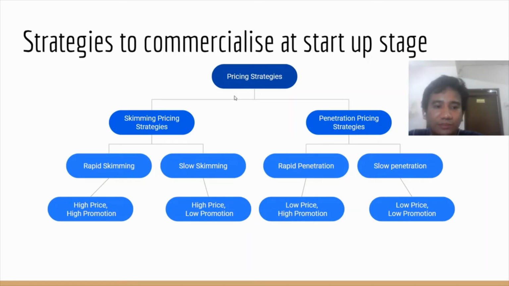Another type of skimming is slow skimming. This is when you utilize high price and low promotion. This type of skimming is used when there are no serious competitors or serious competition is not expected. An example of a company that uses slow skimming is Fjallraven, where they market their product at a very high price but do not extensively promote their product.